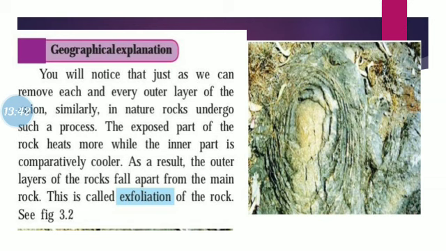The exposed part of the rock heats more while the inner part is comparatively cooler. As a result, the outer layer of the rocks falls apart from the main rock. This is called exfoliation of the rock. As I have told you, exfoliation actually means the removal of dead skin, and in this way it is happening on the rocks. Outer layers are removed from the main rock. It is exfoliation. Exfoliation is a form of mechanical weathering.